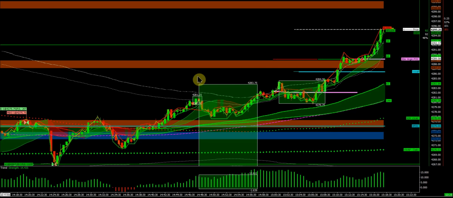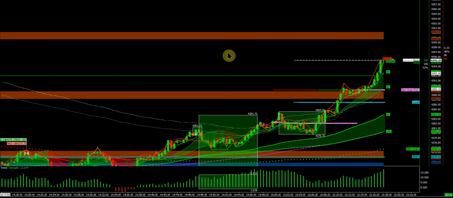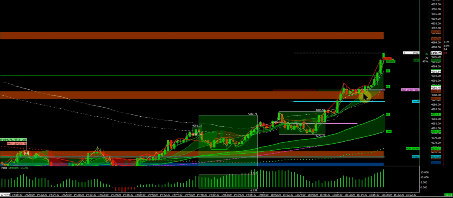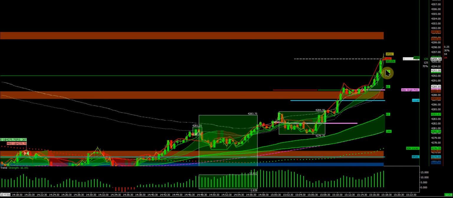Oh, look at that go! Yes, baby. Okay, so we're continuing to see buying. We're pulling to the top of the cloud. See how that's pulling to the top of that short-term cloud and it's bouncing off. It's like we're not done. We're still buying.